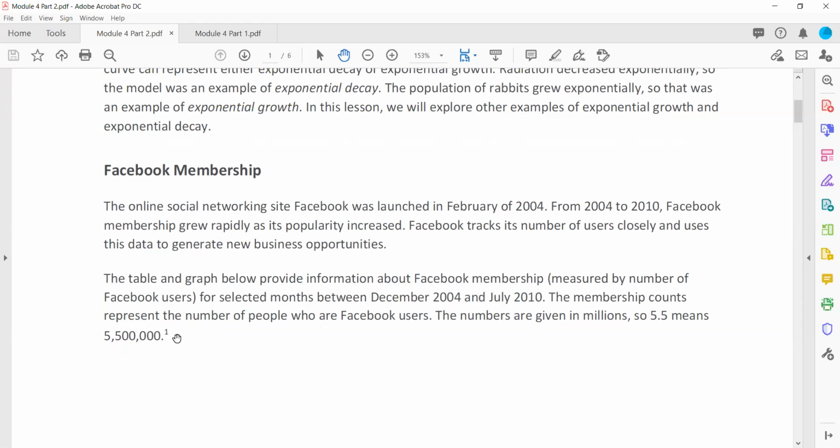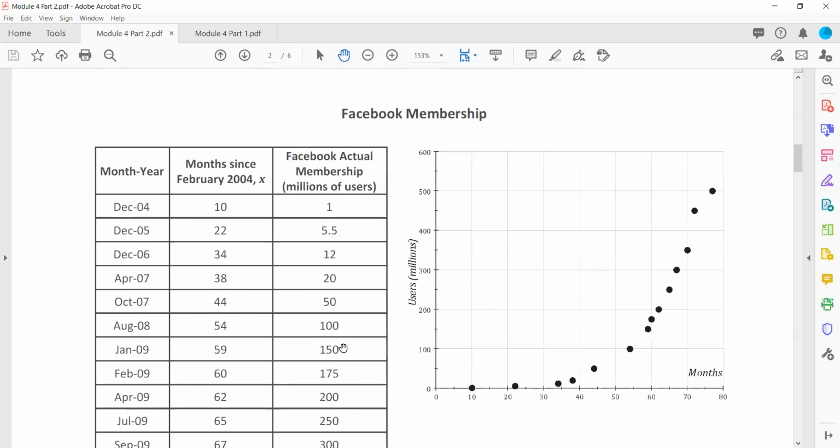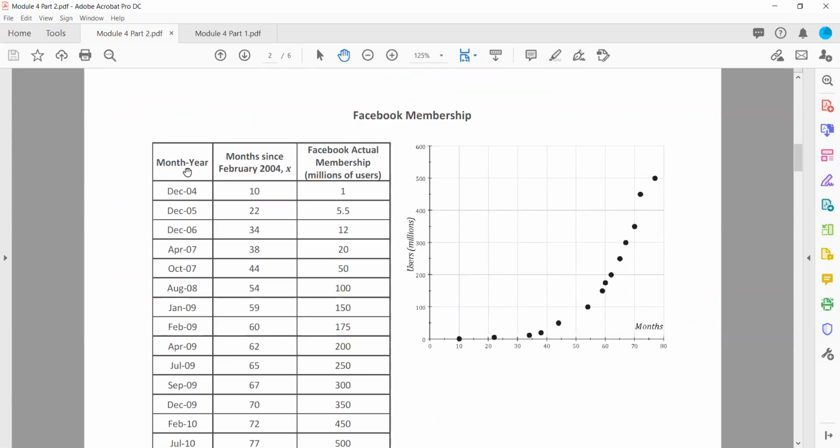The membership counts represent the number of people who are Facebook users. I know many of you don't use Facebook anymore. The numbers are given in millions, so 5.5 means 5,500,000 users or accounts. Let's take a look at the pattern in our collection. So here you have month and year, December 2004. Months since February 2004, you get 10 months.